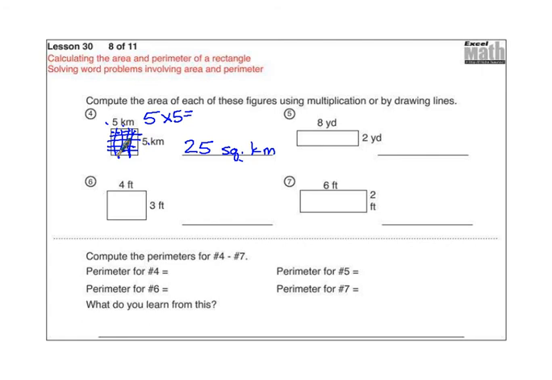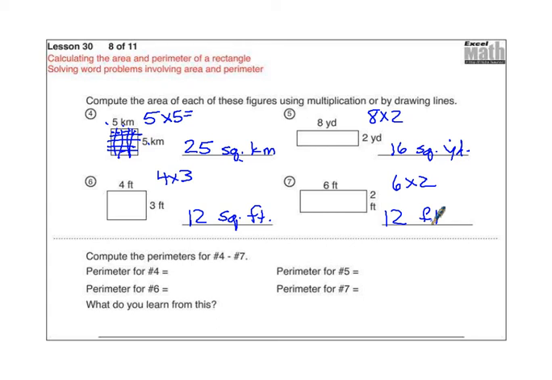Pause the video, do 5, 6, and 7. Turn it back on when you're ready for the solution. Okay, 8 times 2, 16 square yards. You should have already done number 6 as well. 4 times 3, show your work, 12 square feet. 6 times 2, show your work, 12 square feet. And it says compute the perimeter for numbers 4 through 7.